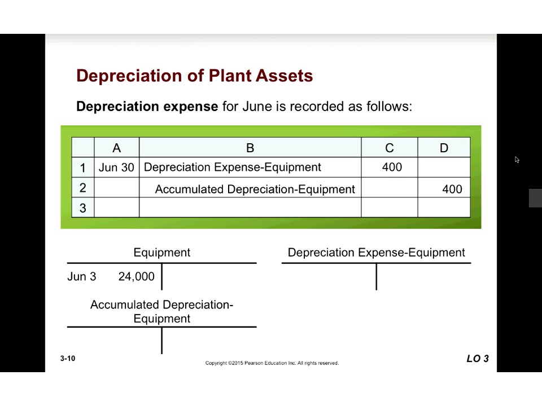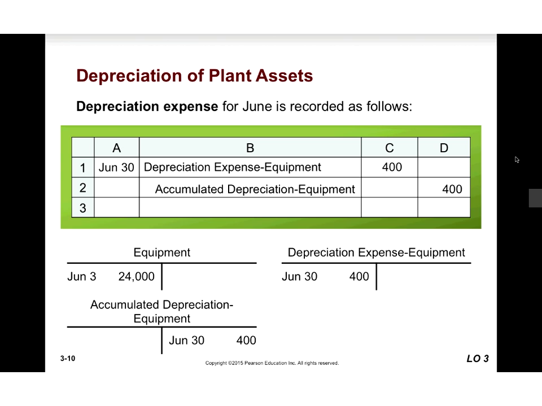Next slide I'm going to talk about what accumulated depreciation is. So what's happening here is depreciation expense is debited, increased for $400, and then we have accumulated depreciation on equipment for $400. This entry, adjusting entry for depreciation, will always look the same. We will always debit depreciation expense, and we will always credit accumulated depreciation. Which leads me into my next point.